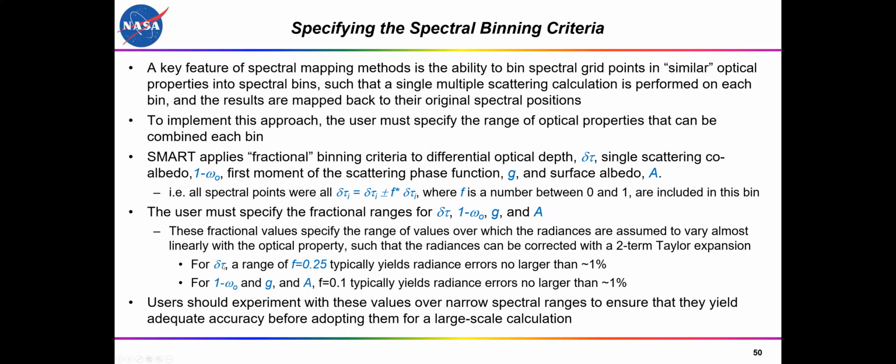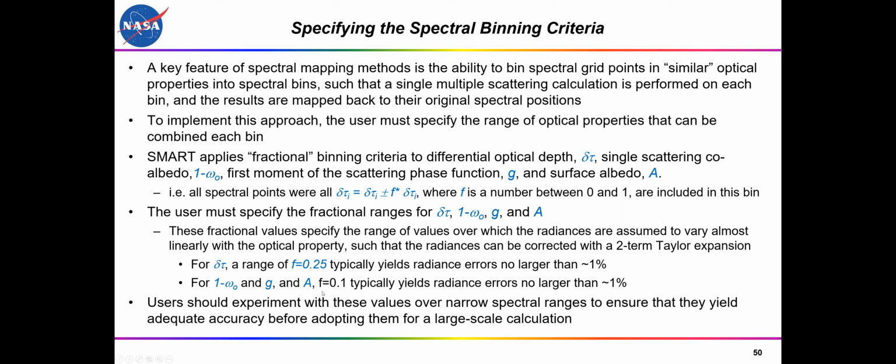So for example, typically for a differential optical depth, I can give it a fractional range of 0.25, because over a fractional range of 25%, I very rarely see radiance errors larger than about 1% after a simple Taylor series expansion in the radiances. For single scattering co-albedo or a symmetry parameter, and for surface albedo, something closer to 1/10 is a good number for the error range. This usually doesn't dominate. Usually it's the optical depth that'll dominate the number of intervals and the computational time.